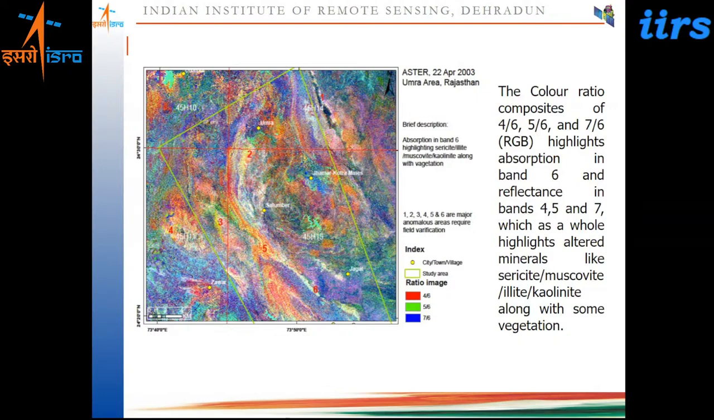So when we see this, the high clays and the altered minerals in this area were highlighted, and some of the vegetation parts are also highlighted. All those which have absorption in band 6 and high reflectance in 4, 5 and 6 are respectively highlighted in red, green and yellow colors.